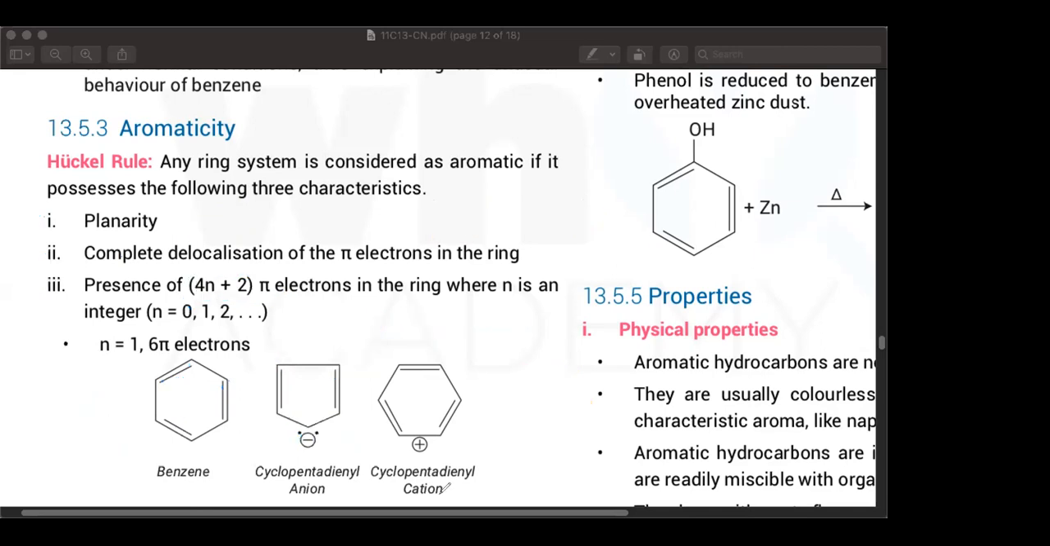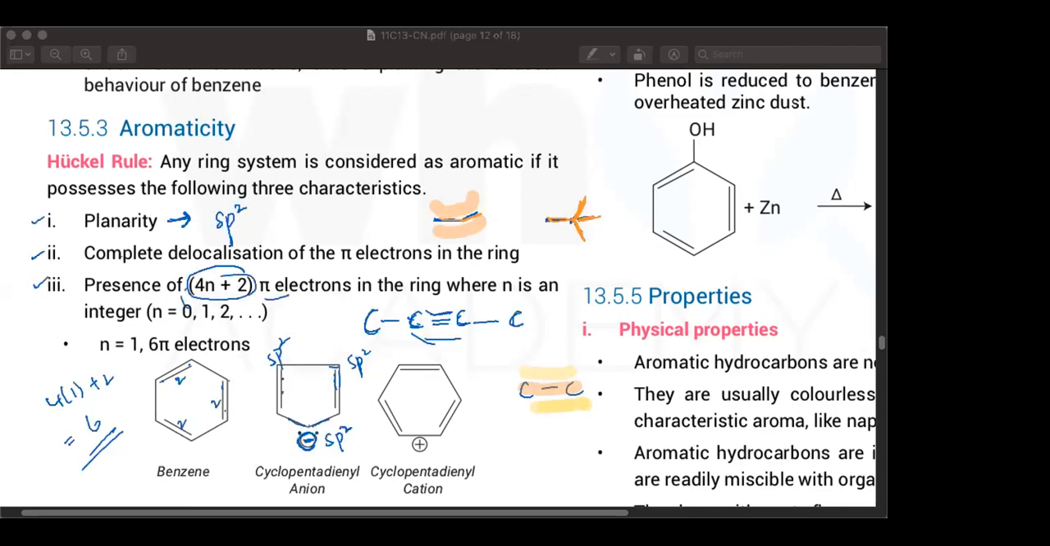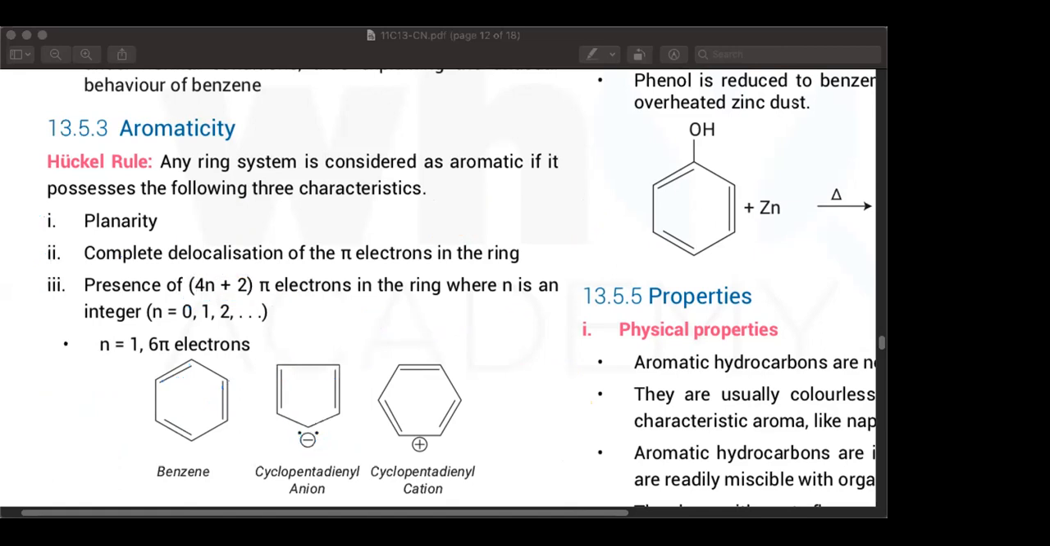Ma'am, whenever such electrons are there, we just assume them to be in the p shell, right? Yes, the p orbital.